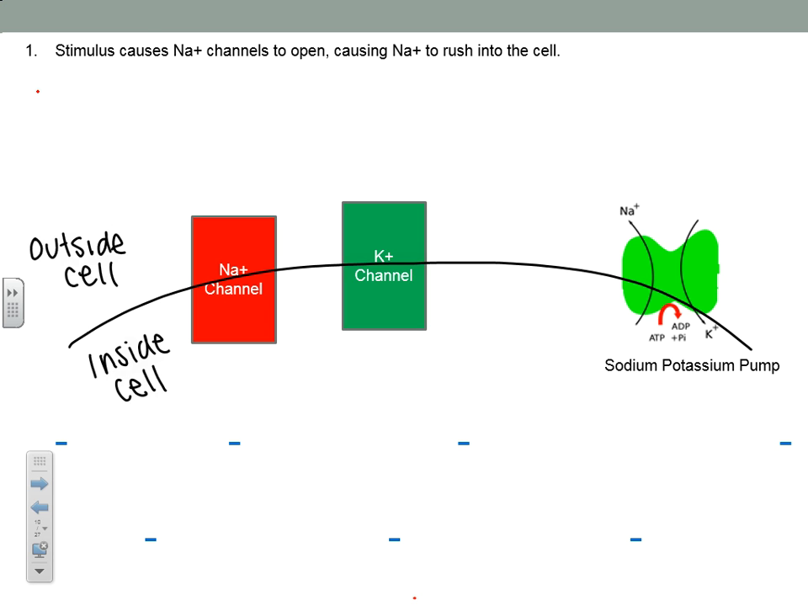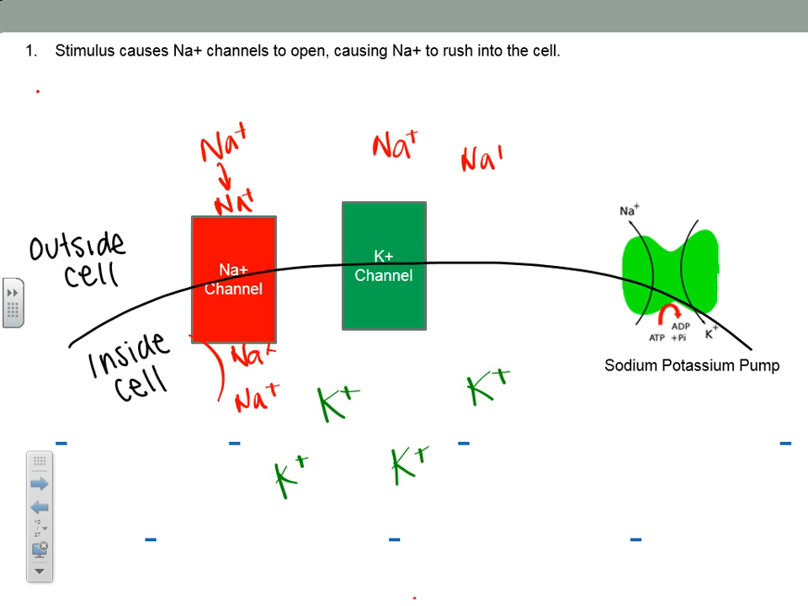Okay. So a stimulus is going to cause sodium channels to open, causing sodium to rush into the cell. So we are going to still have our potassium ions here. And now this channel has opened up. So sodium ions are coming into the cell from the outside. Draw on a few more of those.